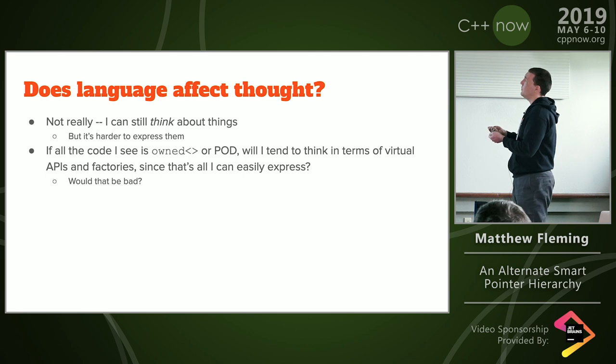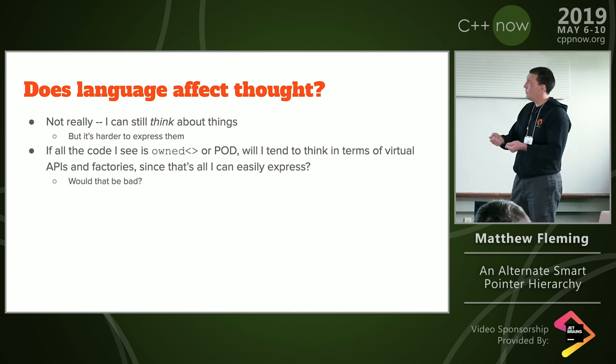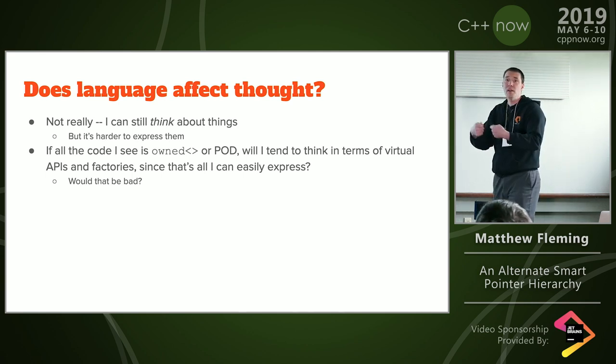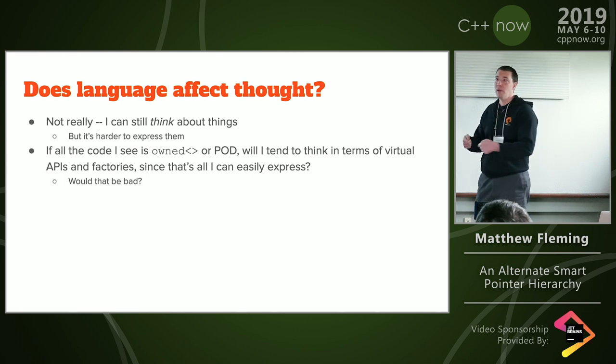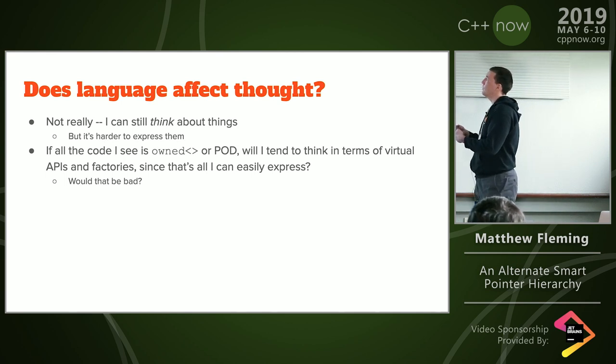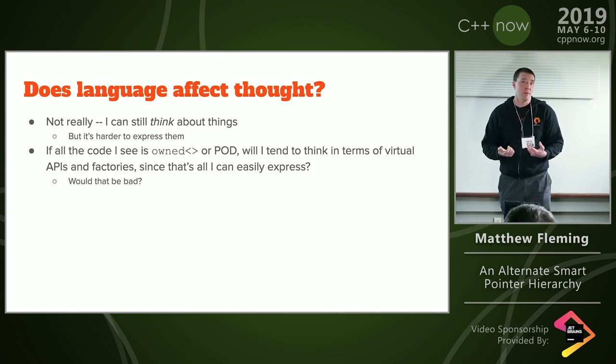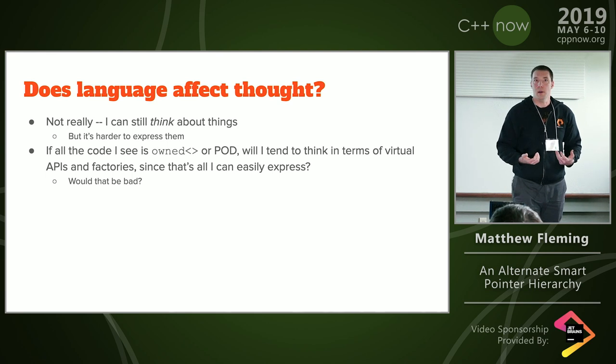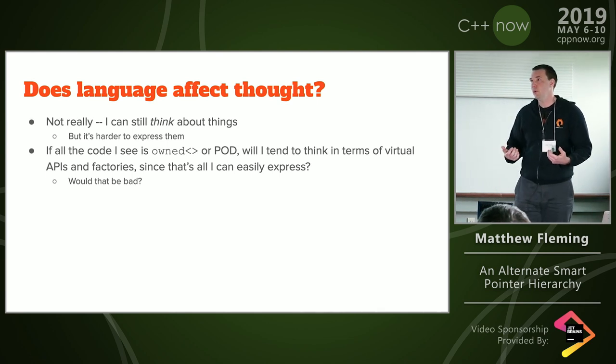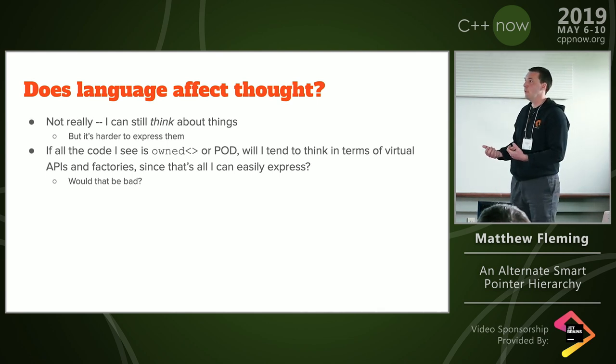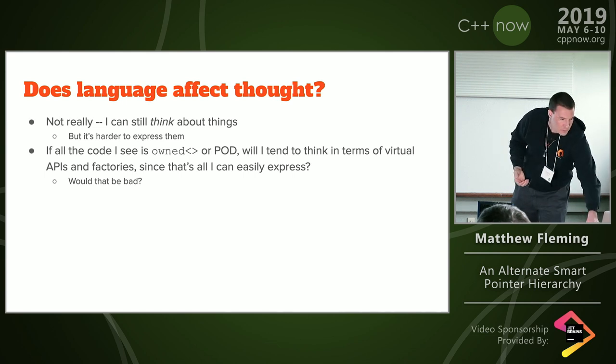So in my code base, if everything I see is an owned or a plain old data type, I'm probably going to continue that pattern. And I'm probably going to continue to think about virtual APIs and a little bit about factories, because the implementation's hidden. And that's all I can really easily express in my system. And I'm not sure that's a bad thing, right? It continues having all the code look the same. I don't have to think about a second kind of ownership model. And I think that was it.